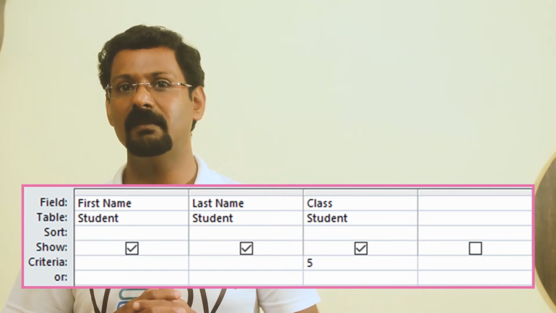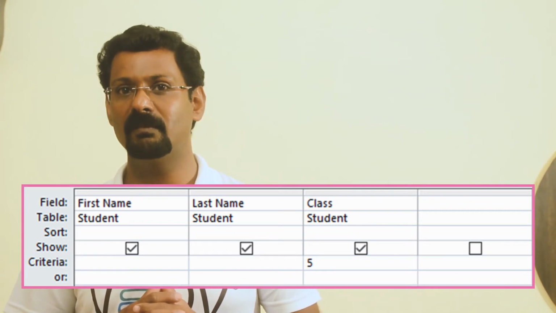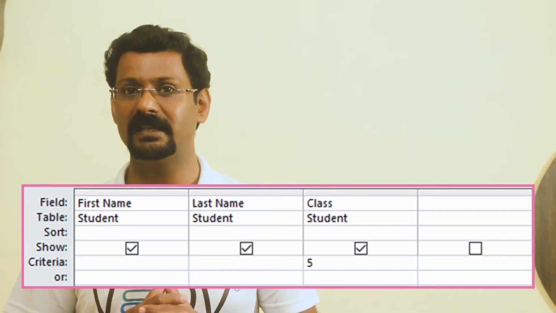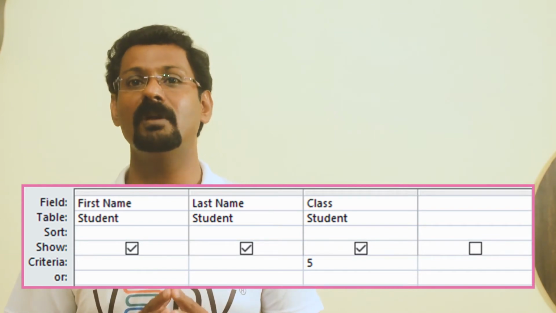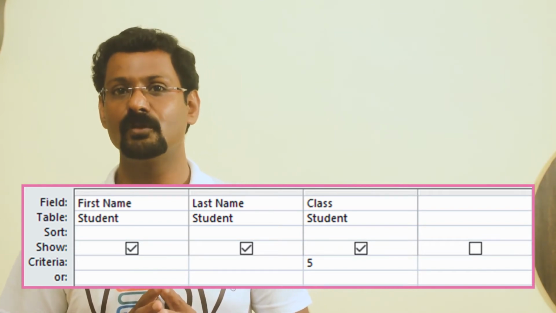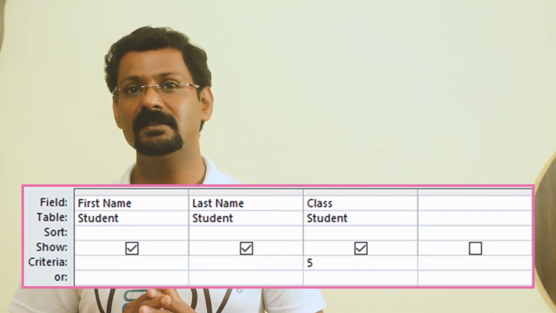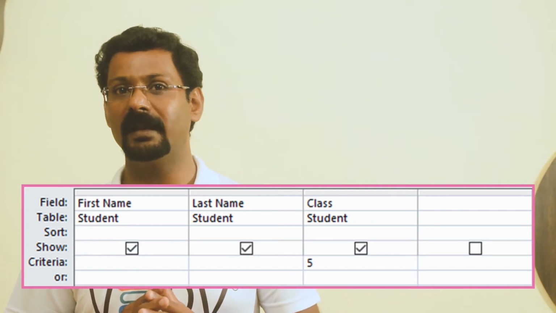Some components of query design are: Field, the fields from the selected tables are shown in the field row. Table, the names of the tables are shown in the table row. Sort, sorts data in ascending or descending order. Show, when a query is run, a field with a check mark will be visible or displayed. Criteria and Or rows filter the records on a condition or specify multiple criteria.